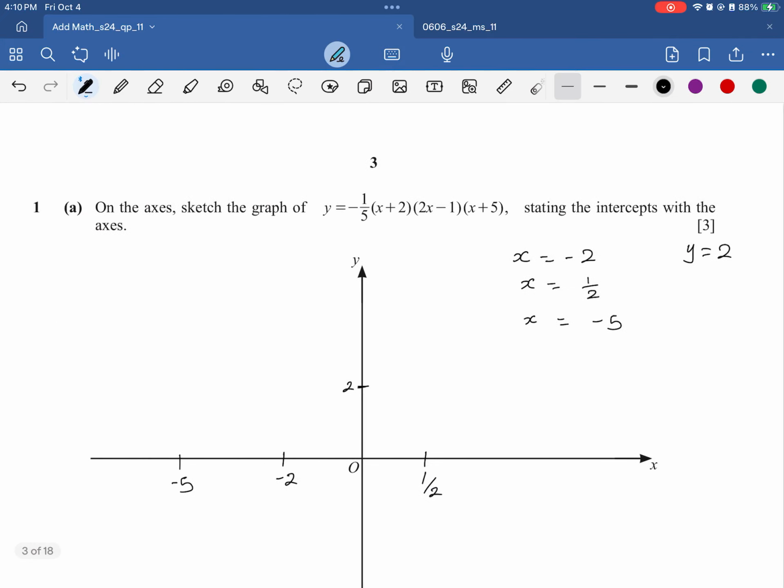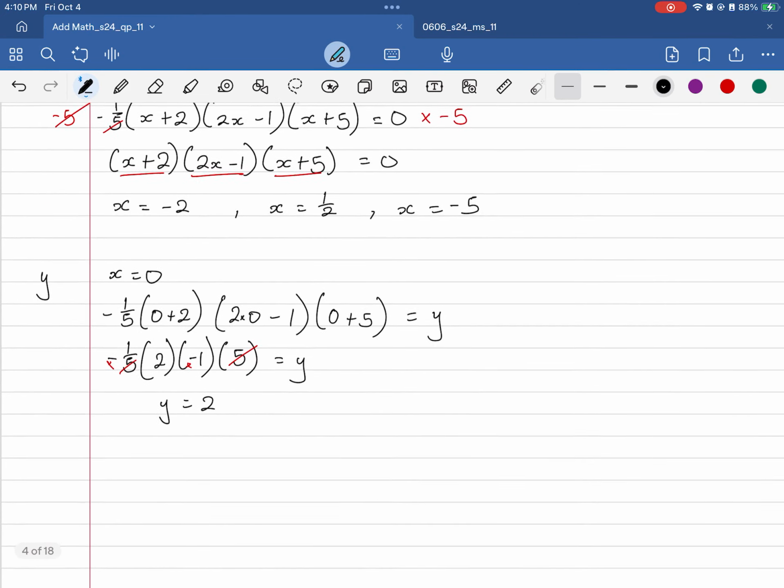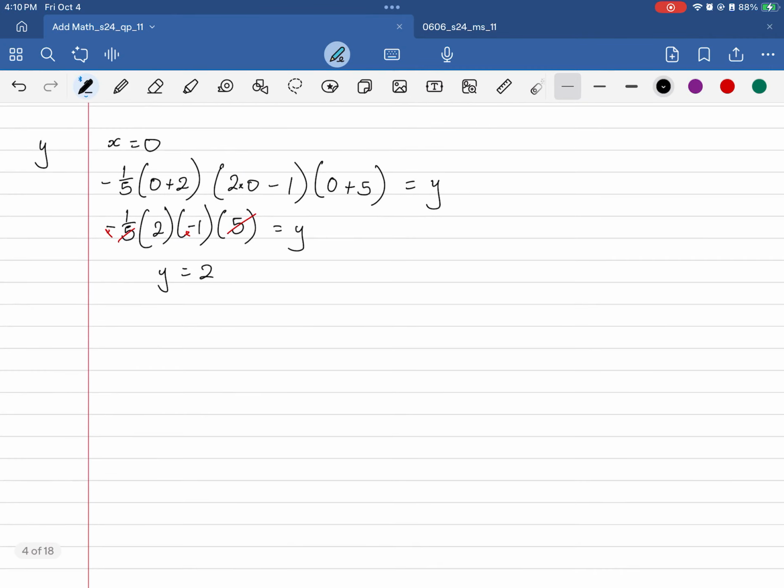So now this is one part of the question. You still need to know how to sketch your graph, right? And we know that the graph crosses minus 5, minus 2, and 1 over 2. It also crosses this. So you need to know where the graph increases and decreases. Now to do that, you take the first derivative, which just means differentiate once.